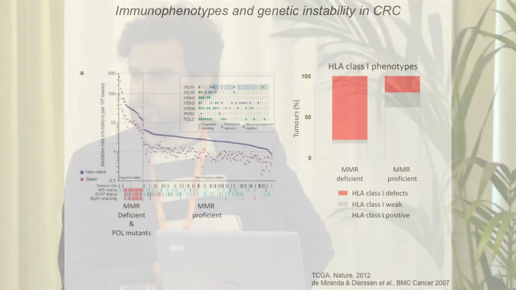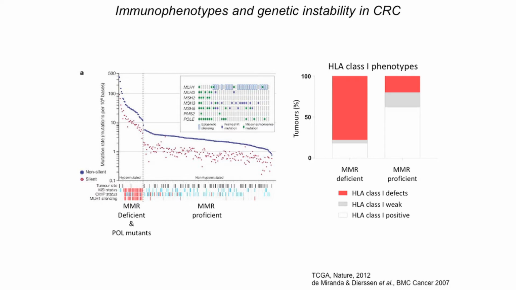And we have very good evidence that that's what occurs in colorectal cancer. So you have two types, the mismatch repair deficient and the polymerase mutant, which are hypermutated, and the mismatch repair proficient, where the majority shows chromosomal instability. And we showed that HLA class I defects occur primarily in the mismatch repair deficient tumors, the ones that have a lot of mutations at the nucleotide level.